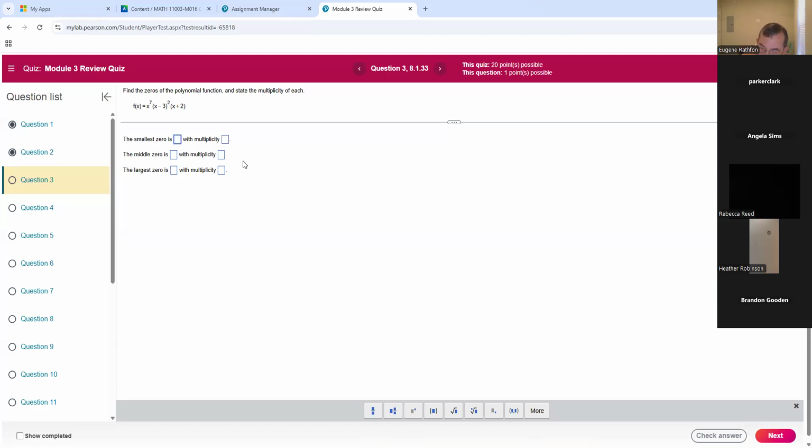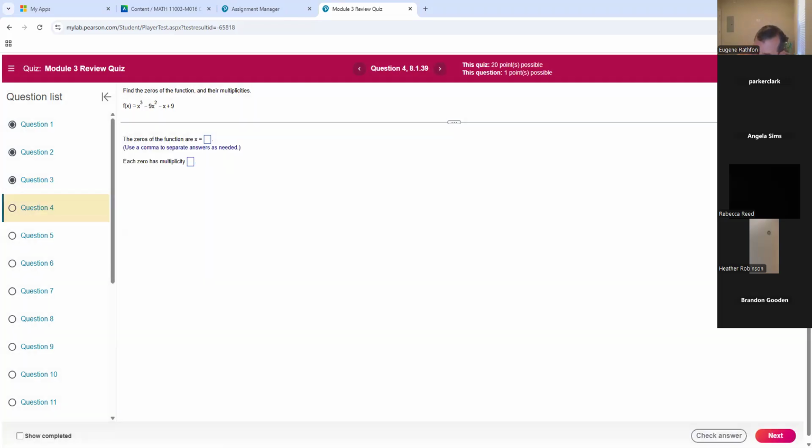What do we say? Negative 2 here, and it had multiplicity of 1. 0 is my middle zero. It had a multiplicity of 7. And then my largest zero was a 3, and it had a multiplicity of 2. All right, so set the factors equal to 0 and then use those exponents for your multiplicities.